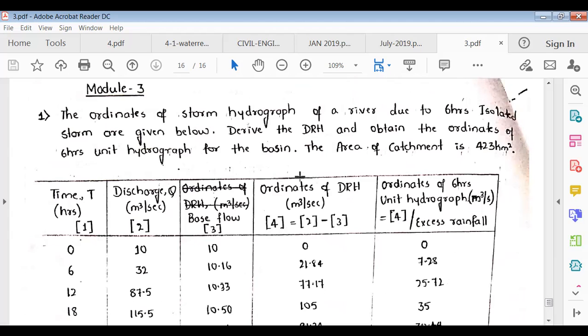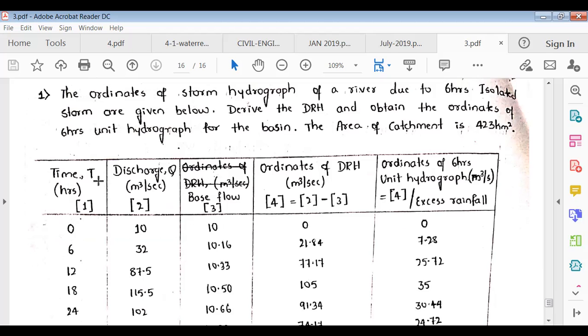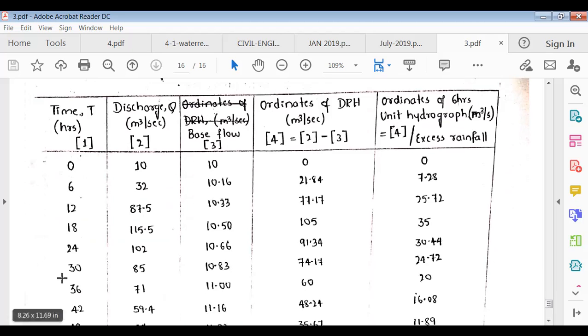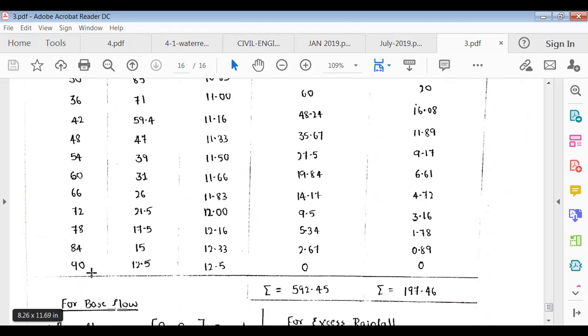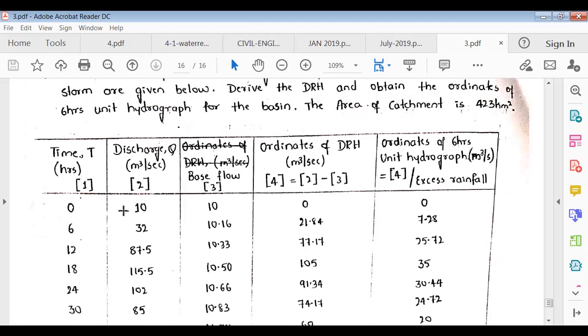Okay, along the same lines, let us solve the next problem. The ordinates of a storm hydrograph of a river due to a 6-hour isolated storm are given below. Derive the direct runoff hydrograph and obtain the ordinates of the 6-hour unit hydrograph for the basin. The area of the catchment is 423 kilometers square. So again in the first column they have given you time, and the next column is discharge in meter cube per second. Time is from 0 to 6, and so on up to 90.